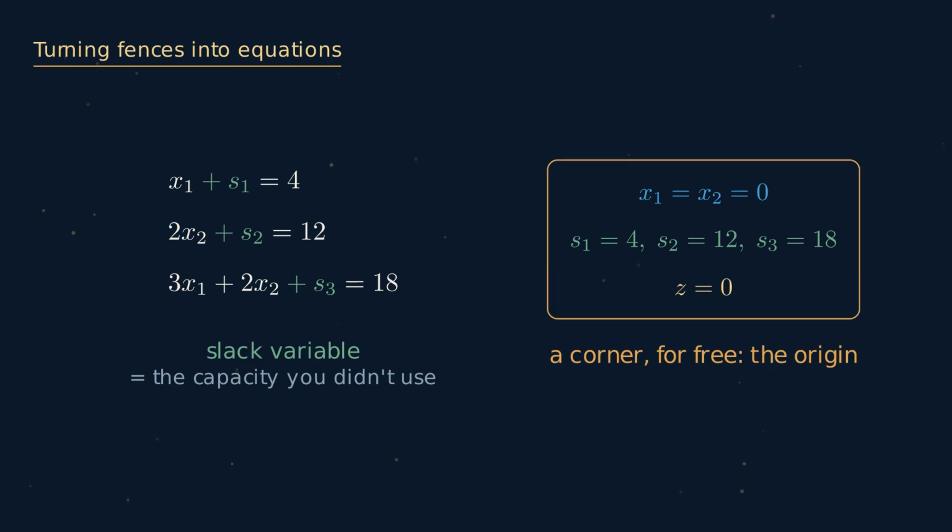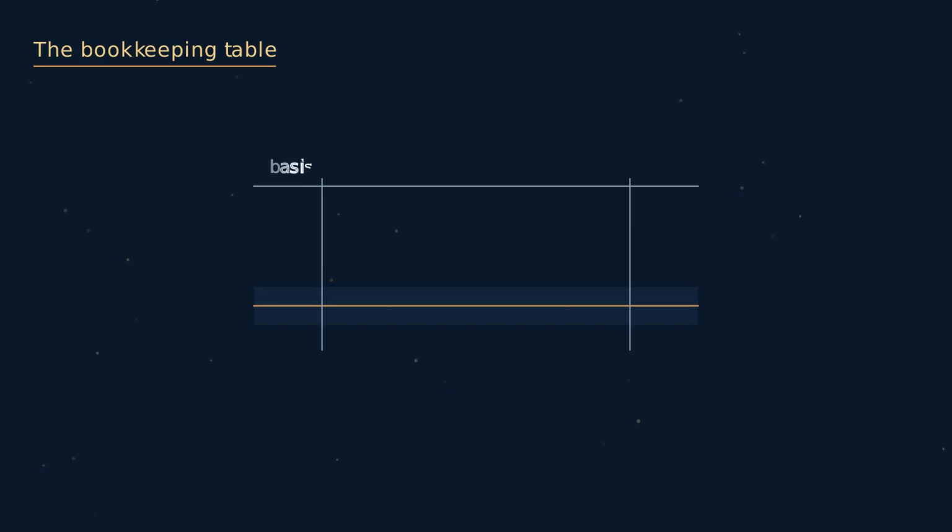2 variables sit at 0, we call those non-basic. 3 carry the values, those are the basic variables. The work can begin. Everything from here lives in one table. Each row is one constraint equation. Each column is one variable. Nothing has been invented, these are the same numbers you just wrote down.